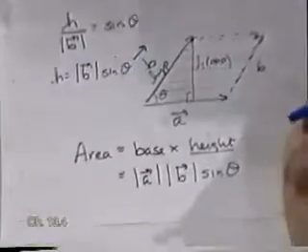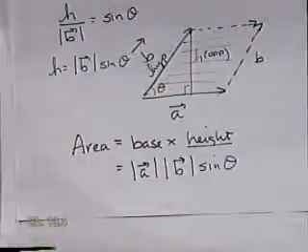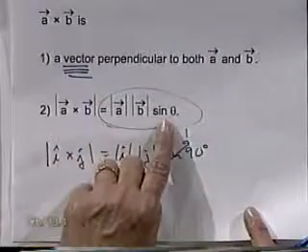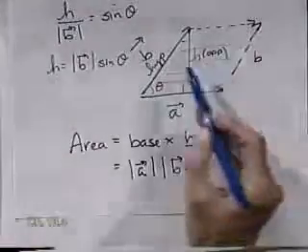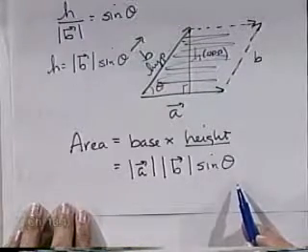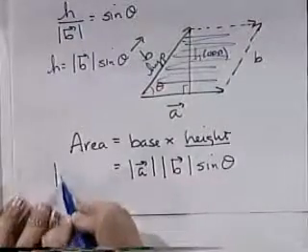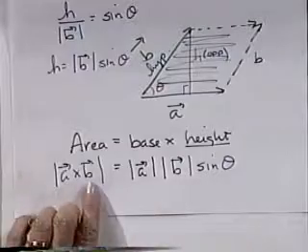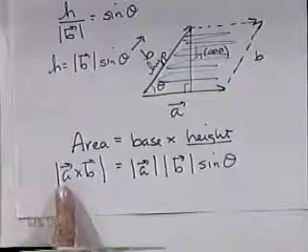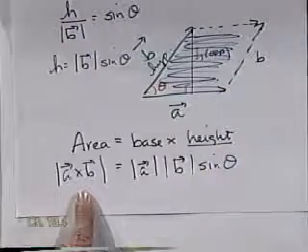Hey people, a few minutes ago, if I can find the sheet, the magnitude of A cross B was the length of A times the length of B times the sine of the angle. The area of this parallelogram is the length of A times the length of B times the sine of the angle. So what we have just proven is this. Since we know the magnitude of A cross B is the length of A times the length of B times the sine of the angle, we have just proven that the length of A cross B is the area of that parallelogram.